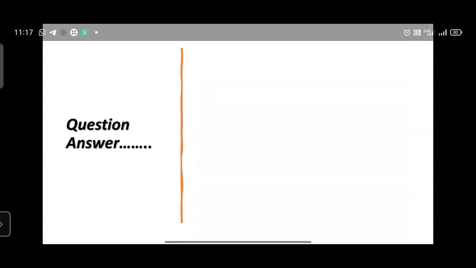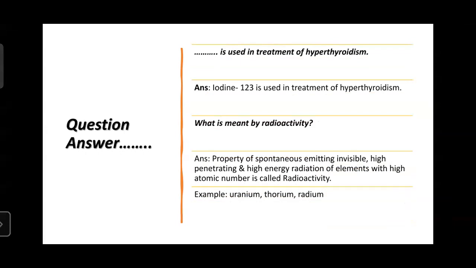Now, students, we will go through some questions and answers. First, dash is used in the treatment of hyperthyroidism. Answer: iodine-123 is used in the treatment of hyperthyroidism. Here you should know that for detection of the disease, a small dose of iodine is also used, and for treatment there is also a use of this radioactive substance.